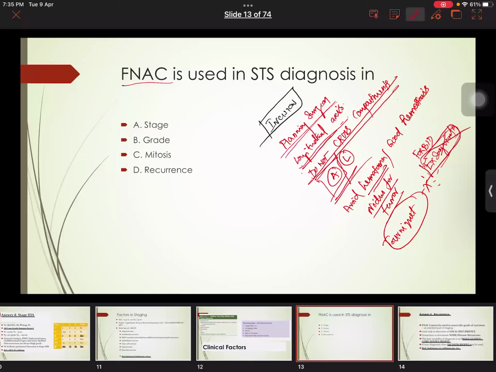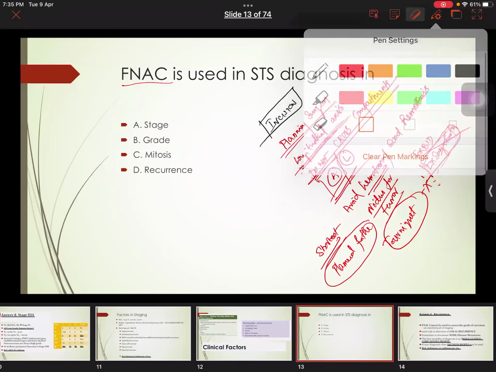So exsanguination of the arm should be avoided, and you have to go in the shortest path as far as possible. The incision should again be as short as possible, along the longitudinal axis and along the planned line of future incision. Biopsy is one of the most important things that needs to be planned and done as far as soft tissue sarcomas are concerned. So this is with regard to your incision biopsy.